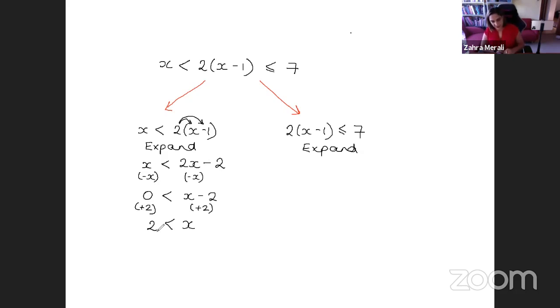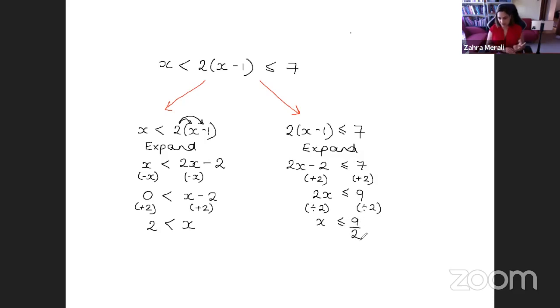Okay, let's look at the next side. Expand. 2x minus 2 less than or equal to 7. I'm going to add 2 on both sides. I get 2x is less than or equal to 9. And now I'm going to divide both those sides by 2. So I'm going to get x is less than or equal to 9 over 2, which is 4.5.